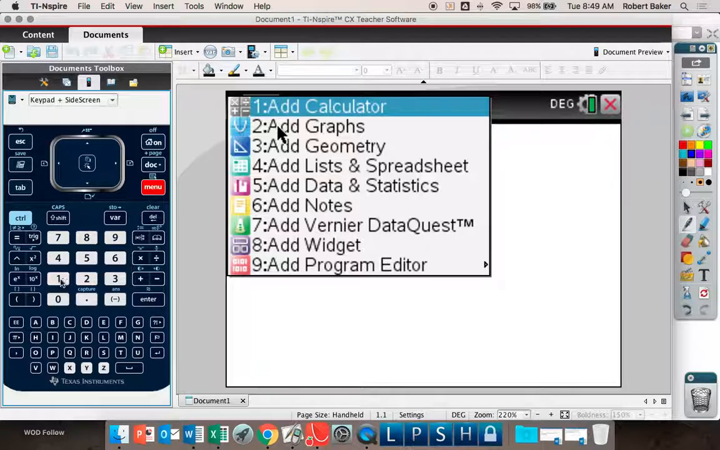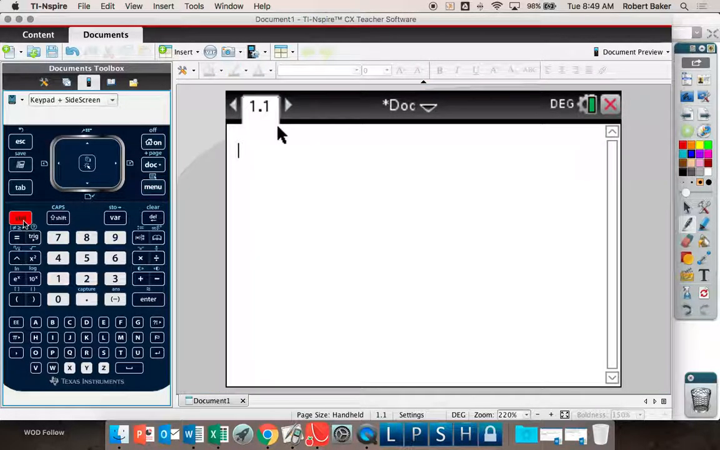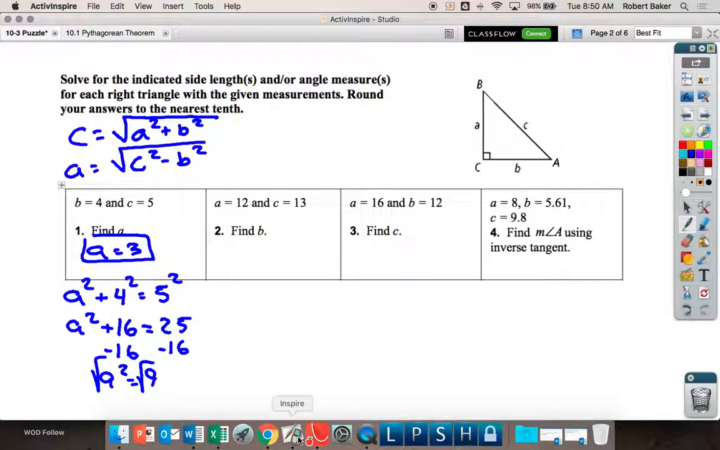Menu, add a calculator. The square root of c squared minus b squared. Boom, 3, answer, done. Which is a different way to do it. It's really going to speed your process up. So having these on your paper somewhere might really speed up what's going on today. So there it is, number 1, a is 3, and you're done, you move on.